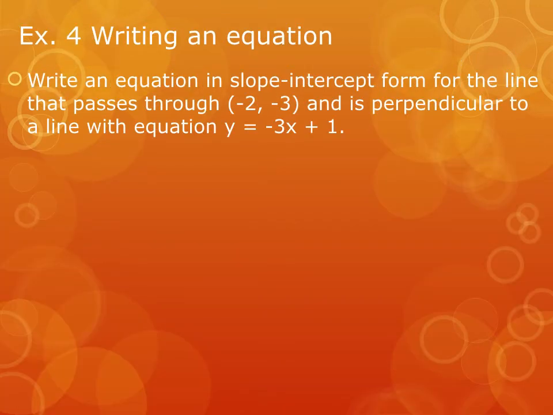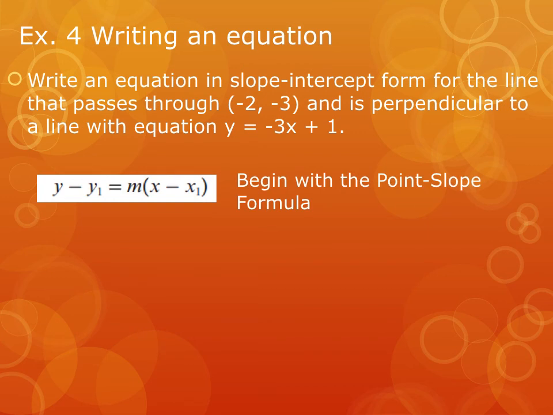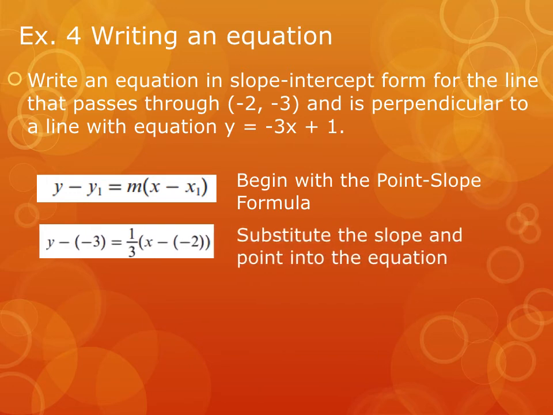Example 4, we're writing an equation in slope-intercept form for a line that passes through a given point, -2, -3, that is perpendicular to a line with an equation y equals -3x plus 1. Well, let's start with the point-slope formula. And let's think, what are we going to substitute in place of x1 and y1? We'll substitute -2 and -3 respectively. And the slope that we'll use, the m, will be positive 1/3, which is the negative reciprocal of the given line.